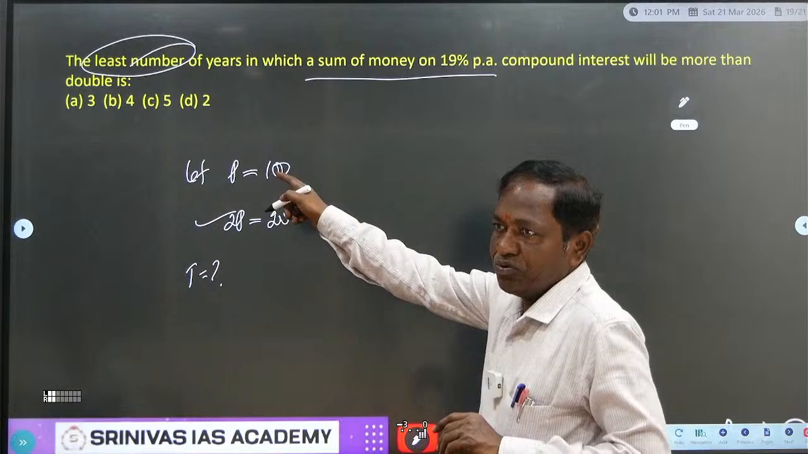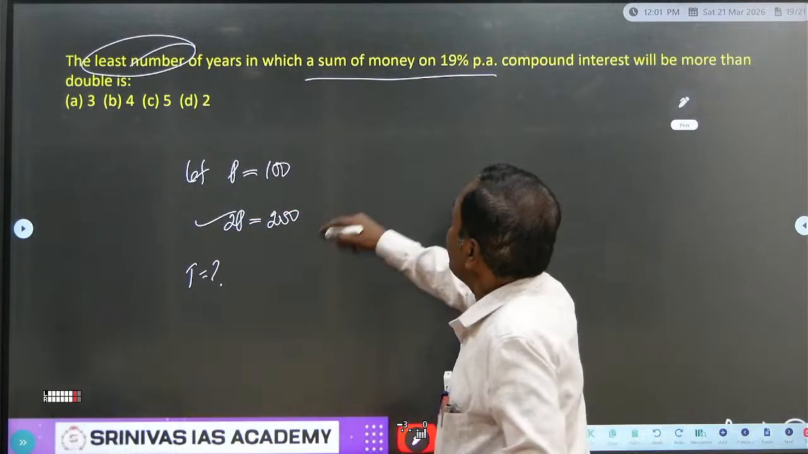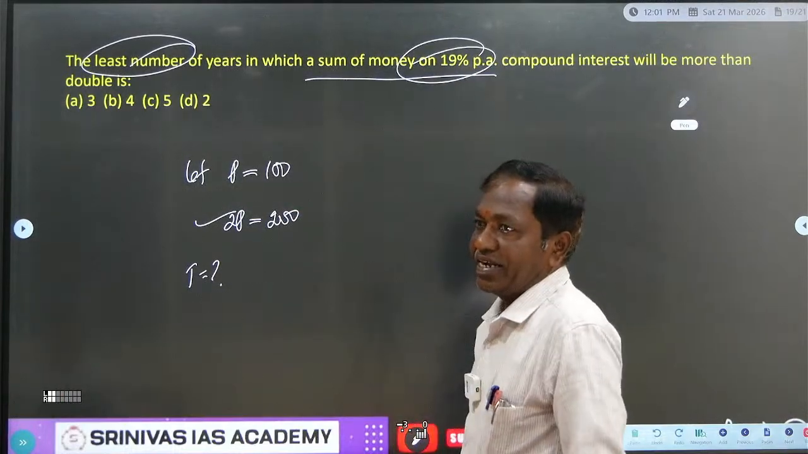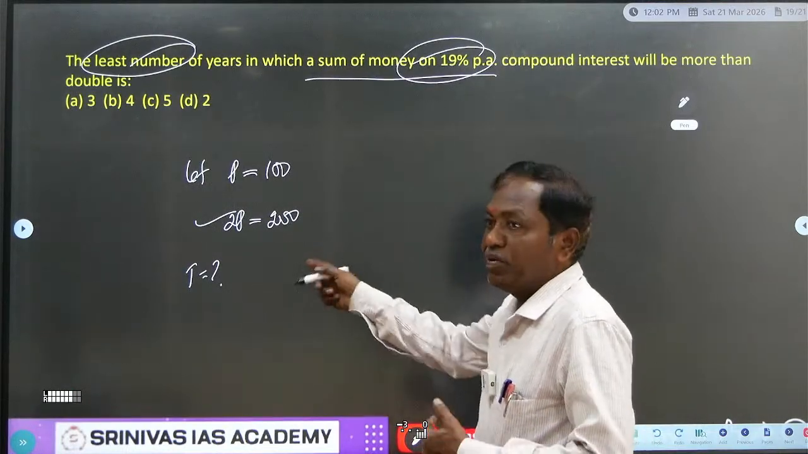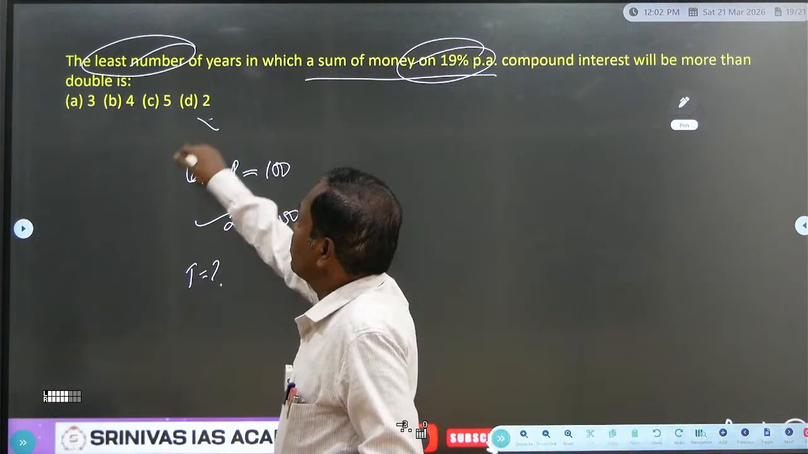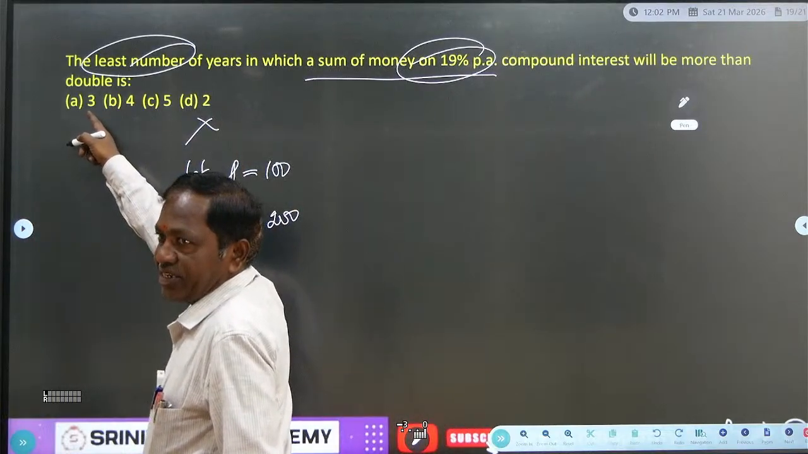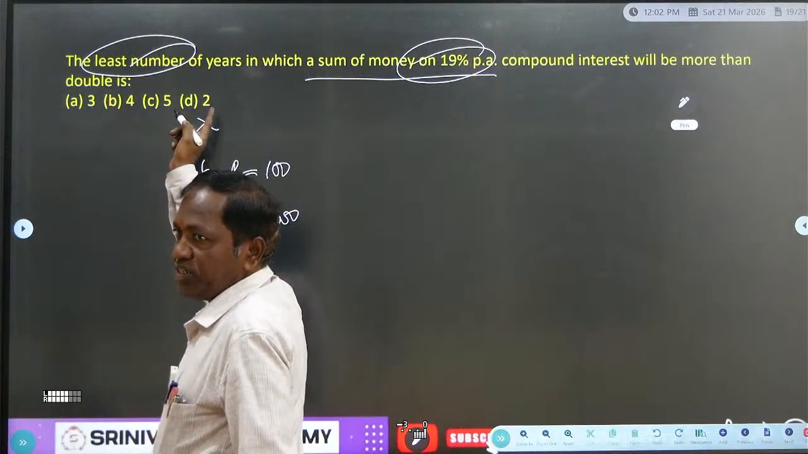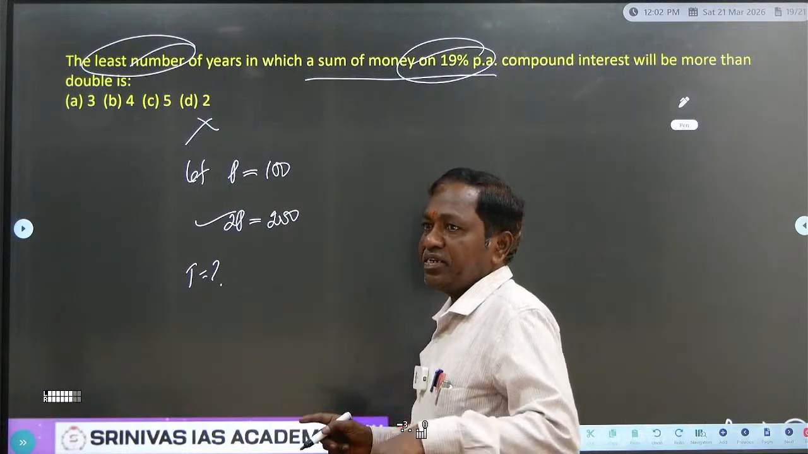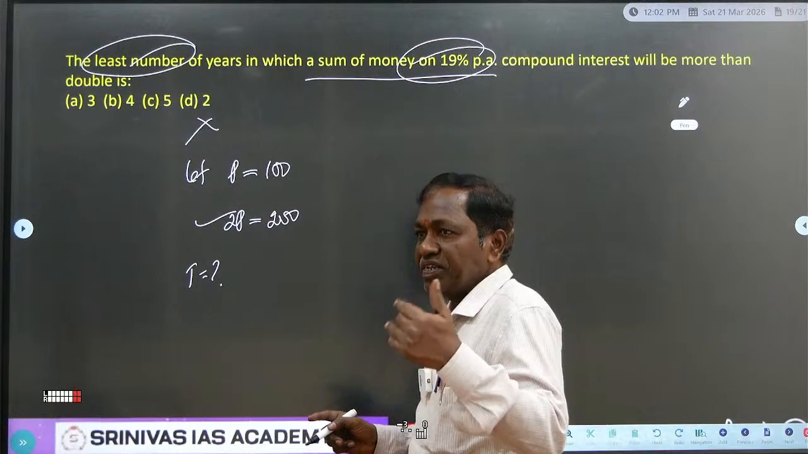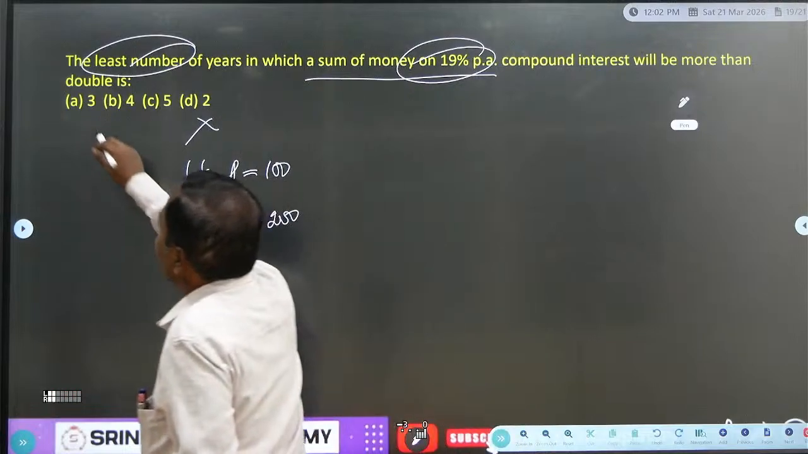First option is 2 years. If you take the calculation for 2 years, what happened? What should 100 rupees become? The rate of interest is 19%. For 2 years, 38 rupees will happen. Double will not happen. This option is ruled out by cross checking. Next is 3 years. Even if you take 19% per annum, 19 plus 19 plus 19 for 3 years is 57. With compound interest you can add another 3, so 60. 3 years also is not possible.